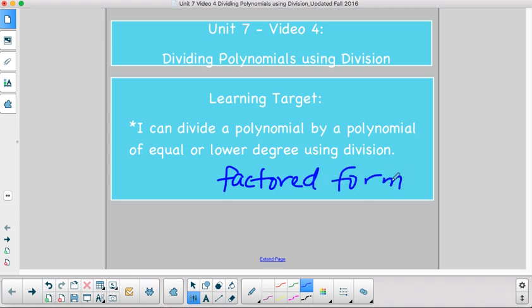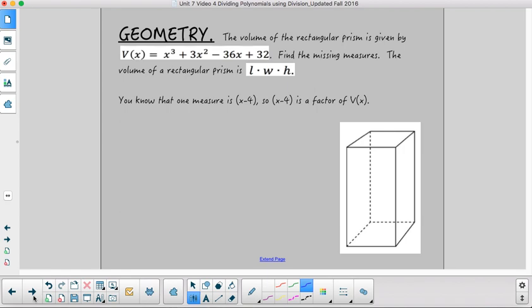So we're going to look at an example from geometry, which is the volume of a rectangular prism, given by this equation. So this represents the volume, and it wants us to find the missing measures. The volume of a prism is length times width times height. Okay. We know that one measure is x minus 4. So that means it's a factor of v of x, which is our volume equation. So what we need to do is figure out, well, what are my other measures? So let's just say for now that the length is x minus 4. We need to figure out the width times the height. So I need to divide out an x minus 4 from my volume.